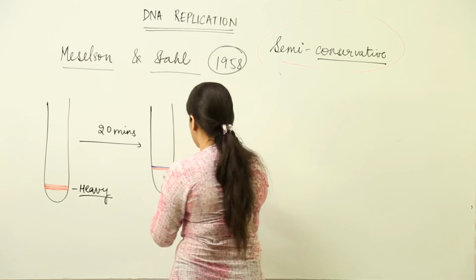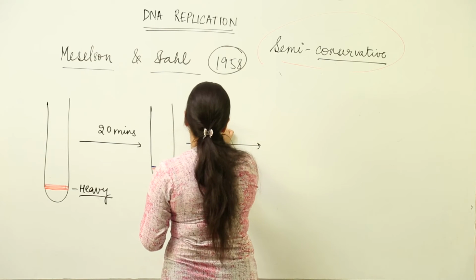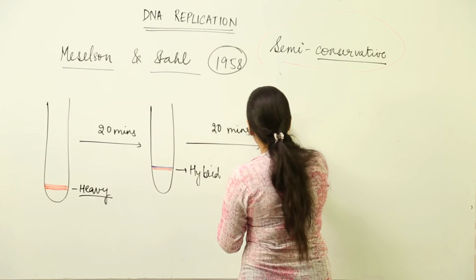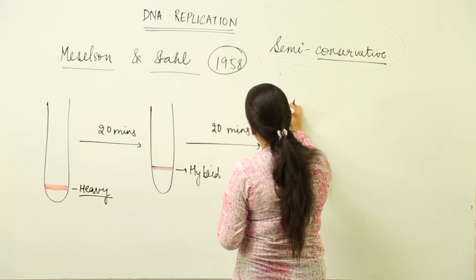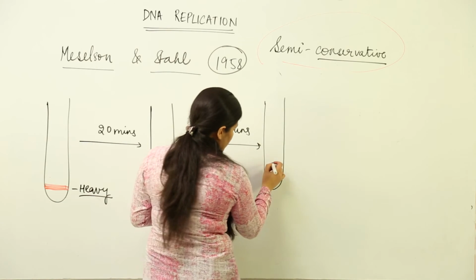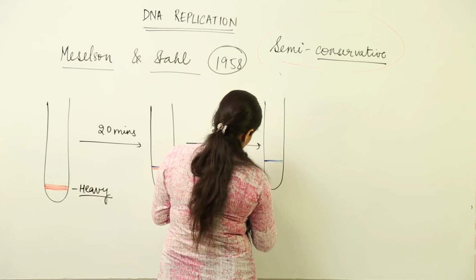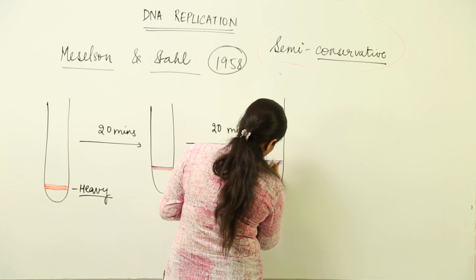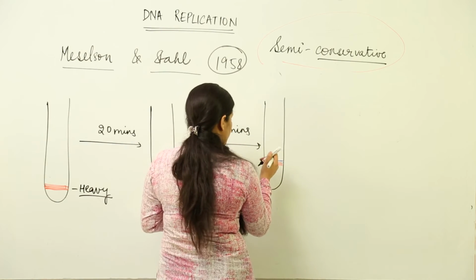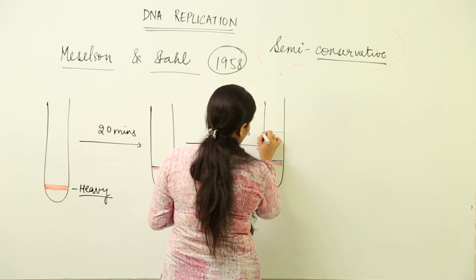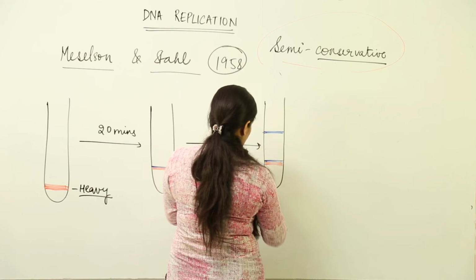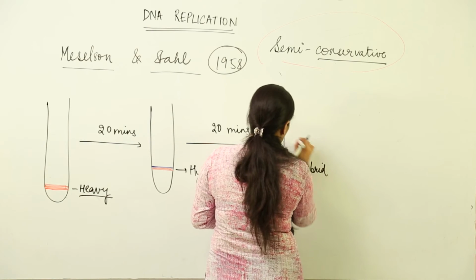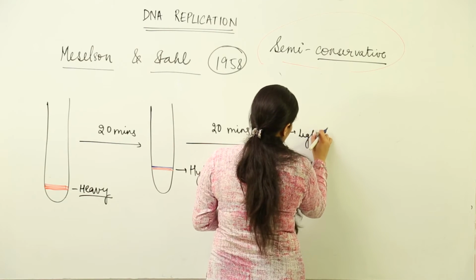After 20 minutes later on, when further division took place, the E. coli are growing on normal nitrogen, ammonium chloride containing medium. Now, the hybrid stays over there and you get a light band as well. This was the hybrid. Now, you are going to get a light band. Hybrid is there and light DNA is also coming.